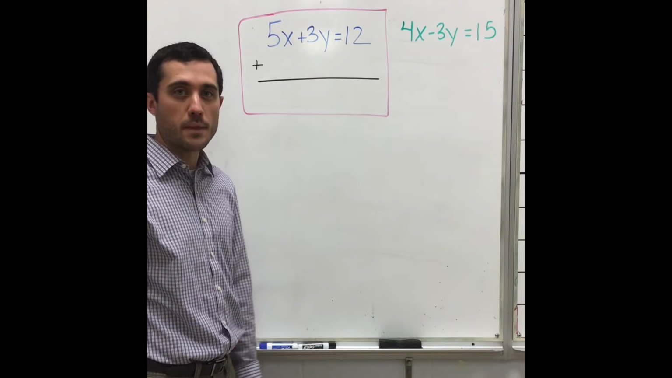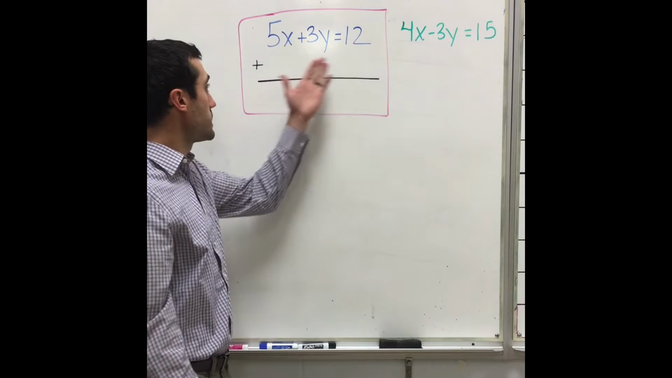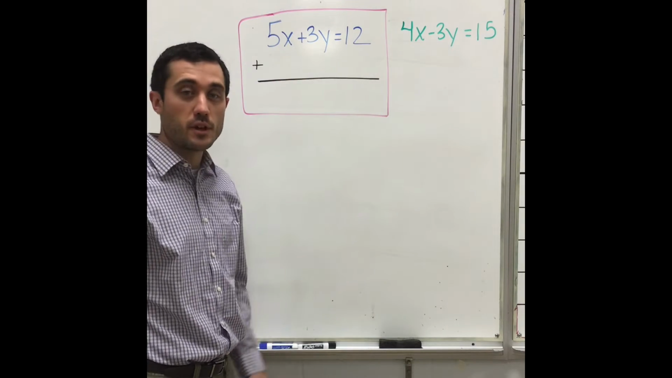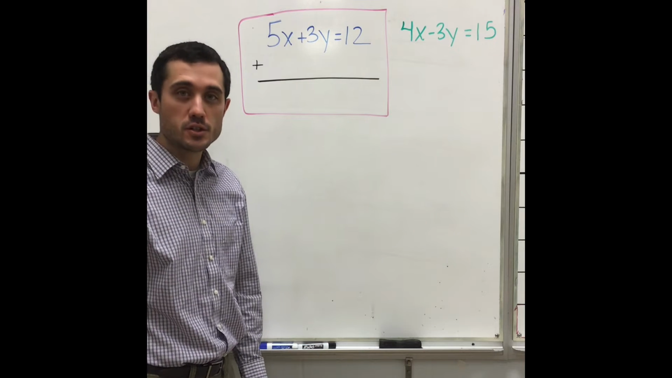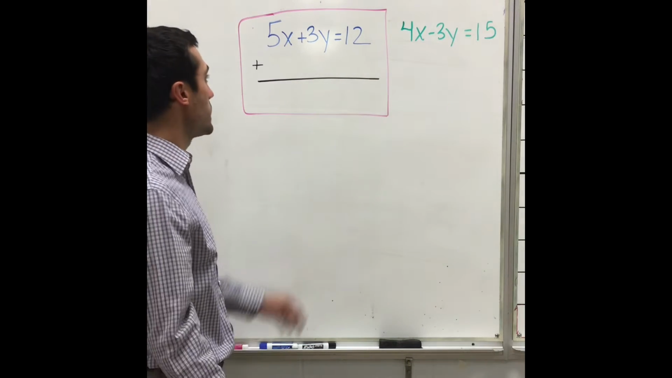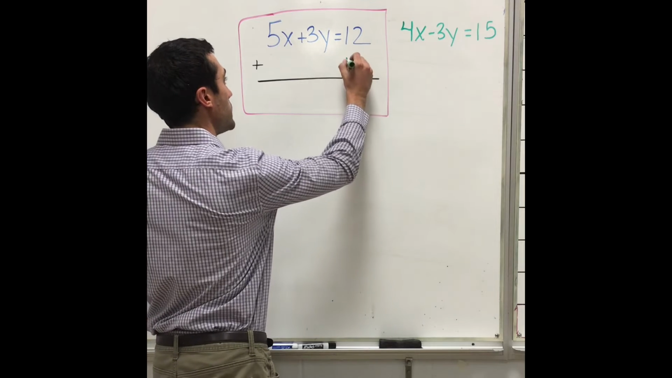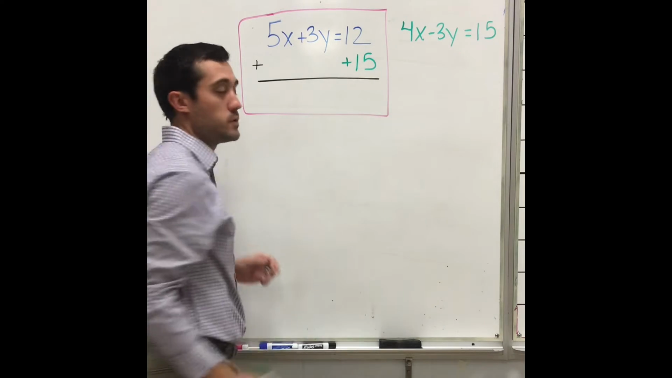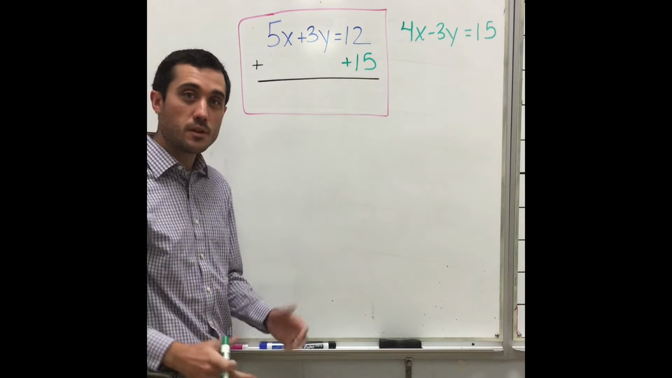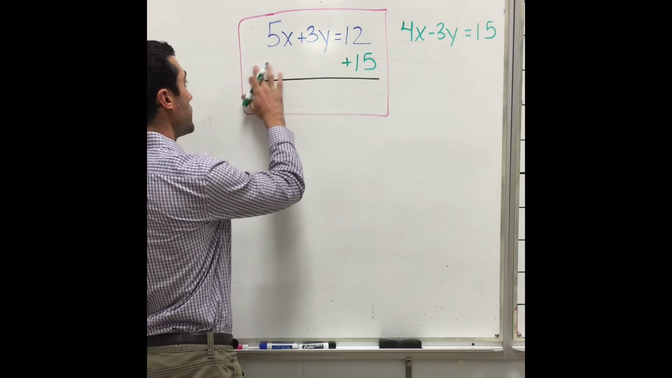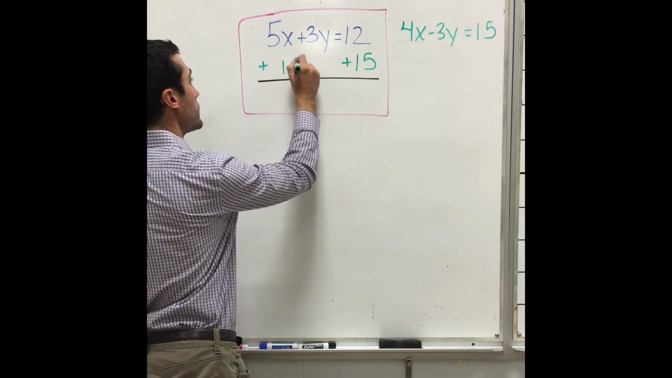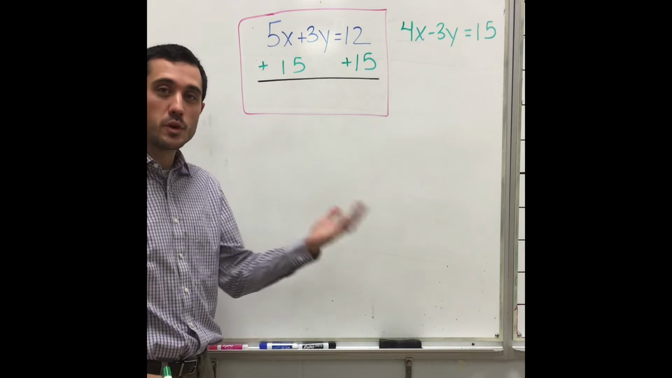There's a property in mathematics that says I can add the same thing to each side of an equation and the equation stays balanced. It's known as the addition property of equality. In this case, let's say I want to add 15 to the right-hand side. If I add 15 to the right-hand side, I need to add 15 to the left-hand side. Then the equation stays balanced.